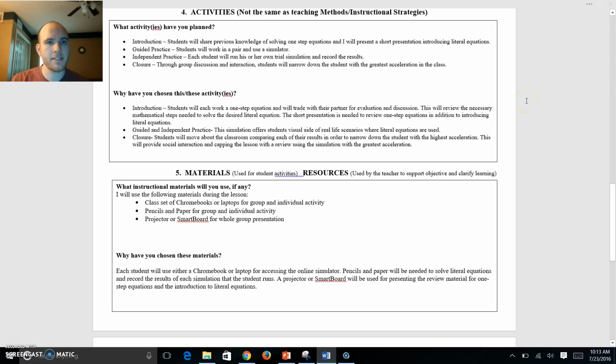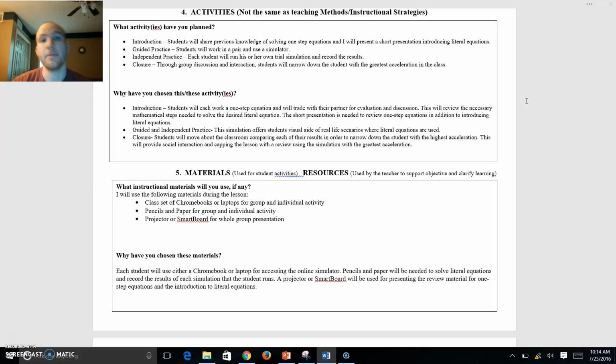The independent practice. So once again, going back to the simulator, after they work with their partner on the simulator, they'll work independently to come up with their own trial. And in the simulator, they're able to change the force as a person pushing objects like a box, a refrigerator.